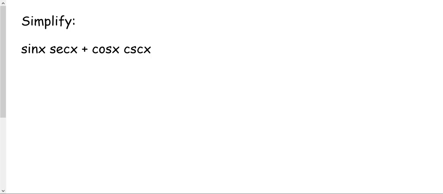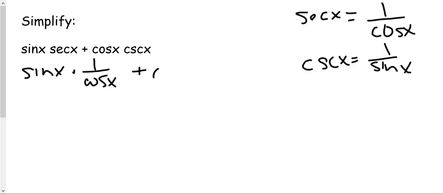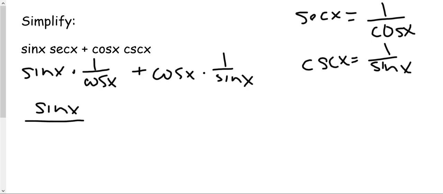So I know that I'm going to have the sine of x, and I'm going to replace secant x with its reciprocal identity of 1 over the cosine of x. And then do the same for cosecant, because I know that cosecant of x is equal to 1 over the sine of x. I'm going to go ahead and multiply these through, so I'm going to end up with sine of x over the cosine of x plus the cosine of x over the sine of x.